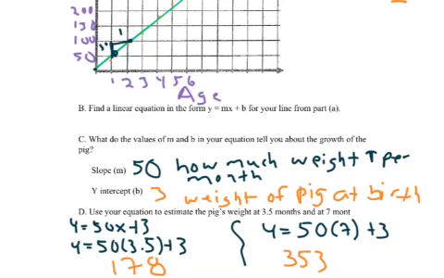So if you use your equations correctly, you should get roughly 178 and 353. Remember, your answers for these can be different depending on if your equation was different, but we should all be roughly getting the same answers.